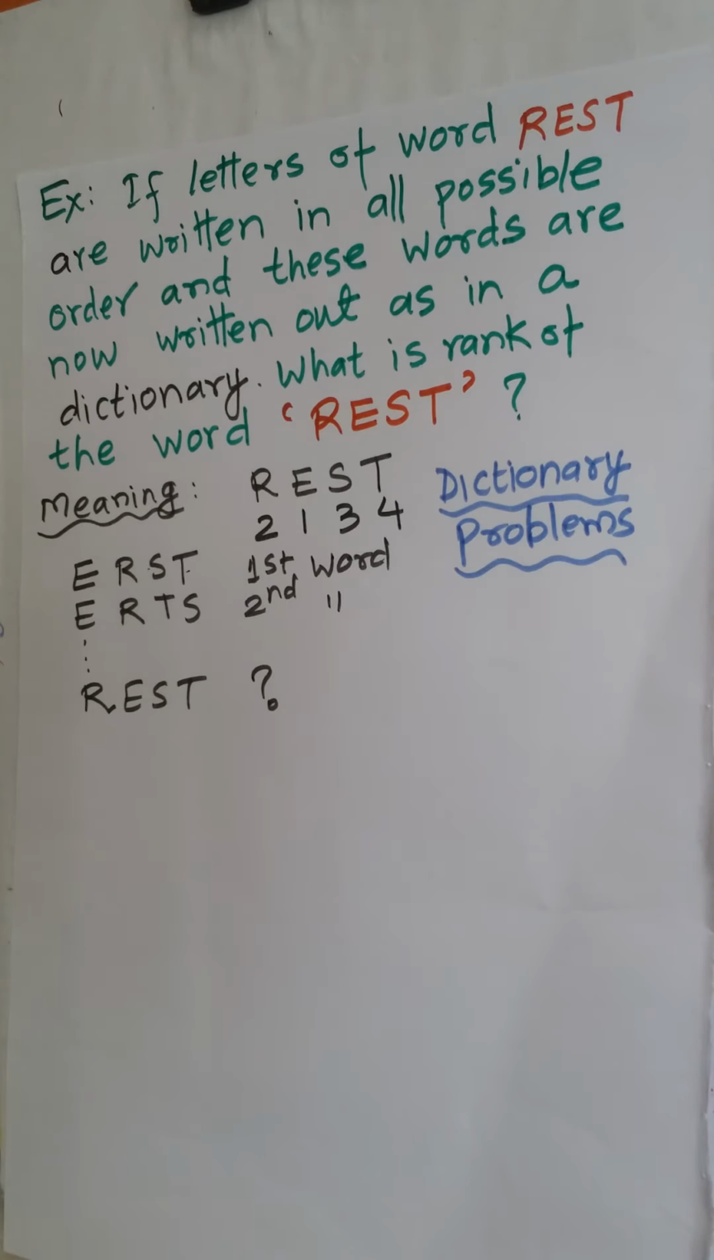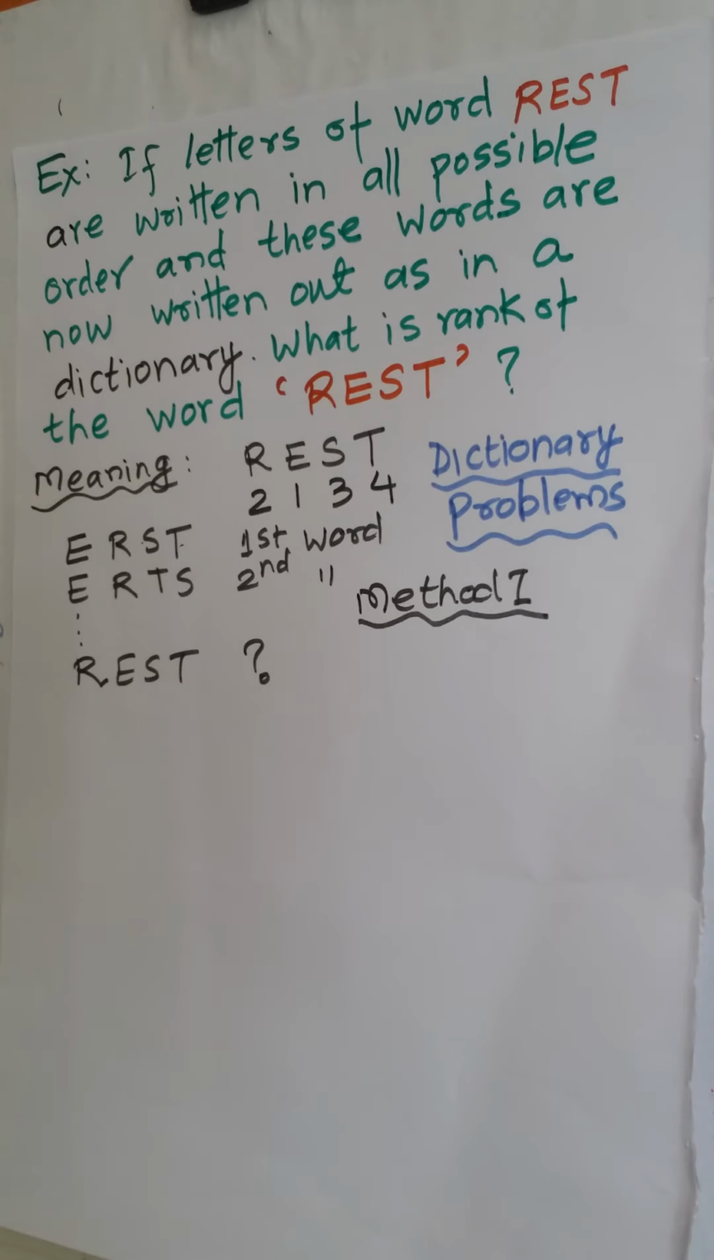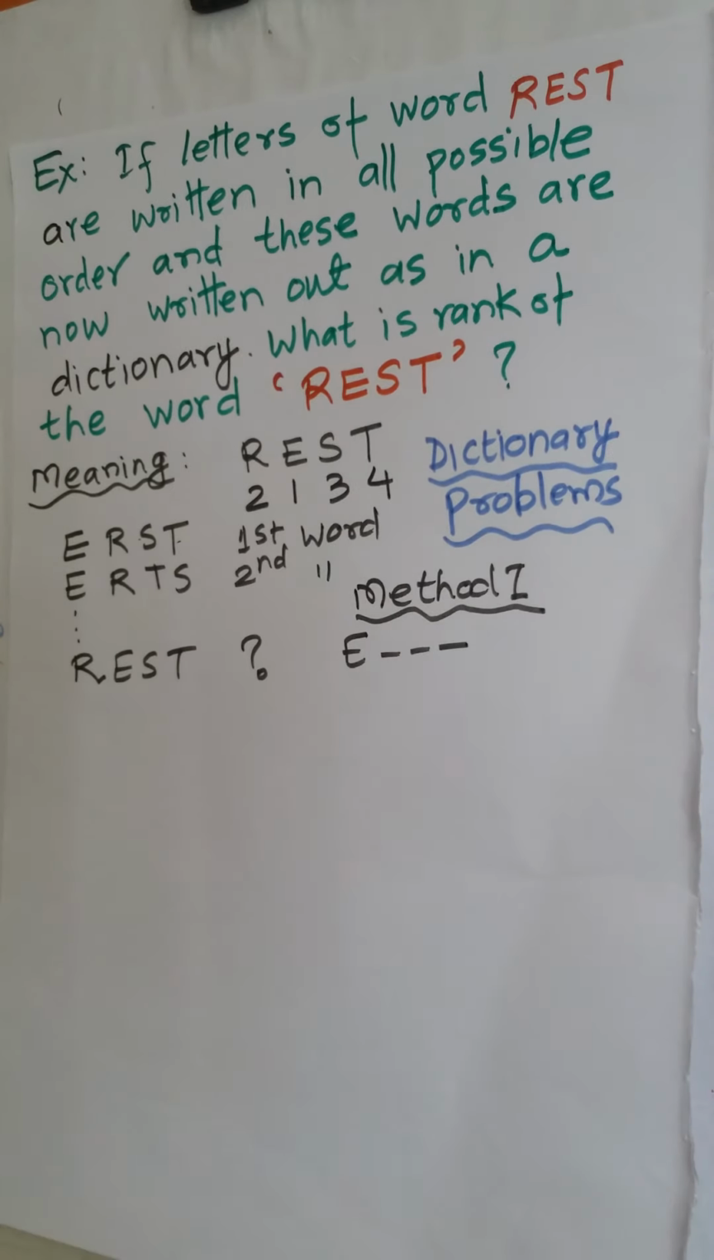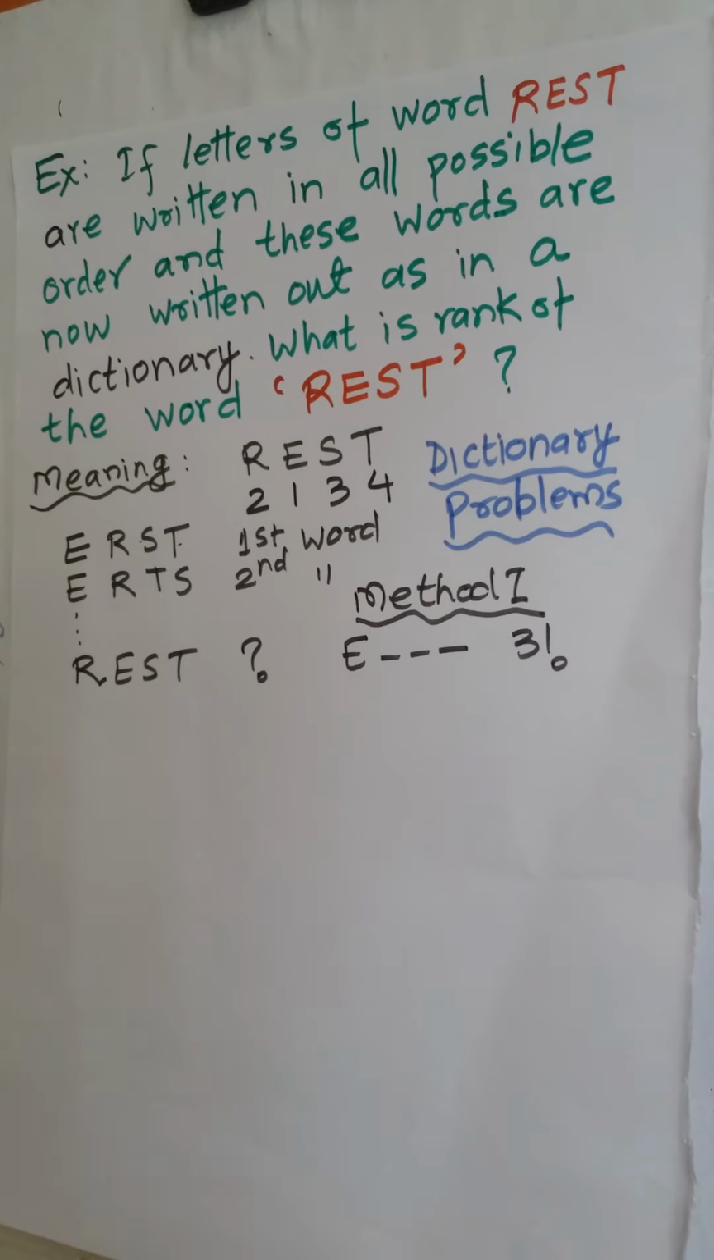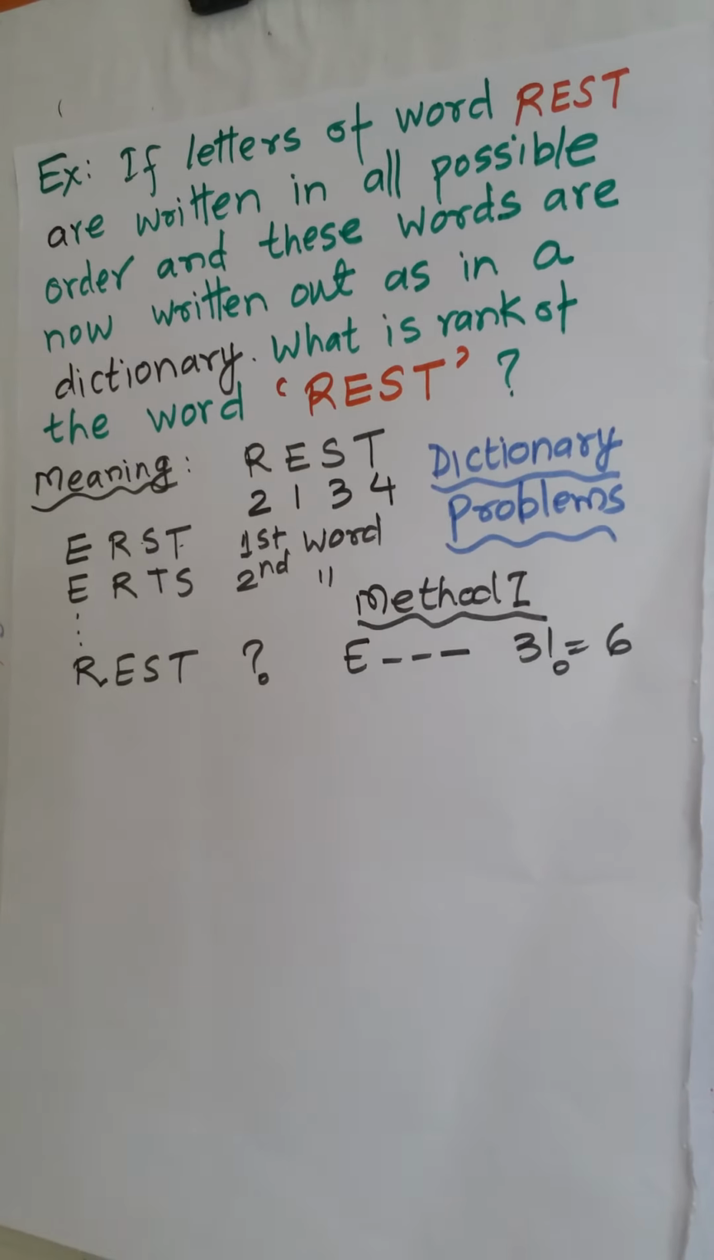We have two methods. Let's first do it by the conventional method. Write the leftmost letter from which the first word starts, and it is E. Now after E we have three spaces, which can be arranged. The other three letters can be arranged in 3 factorial, that is, 6 ways, so there are 6 words starting with E. This 3 factorial is for the arrangement of R, S and T.